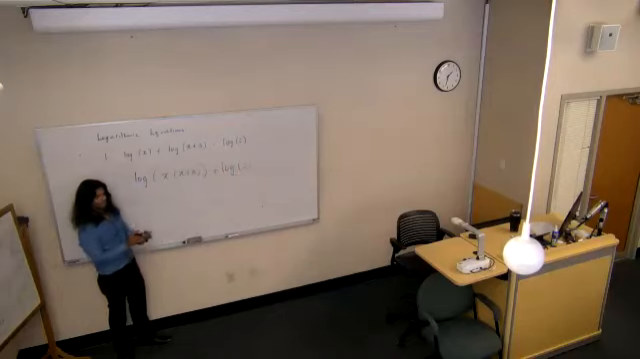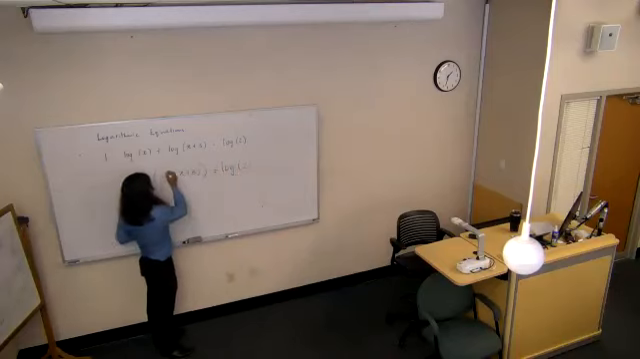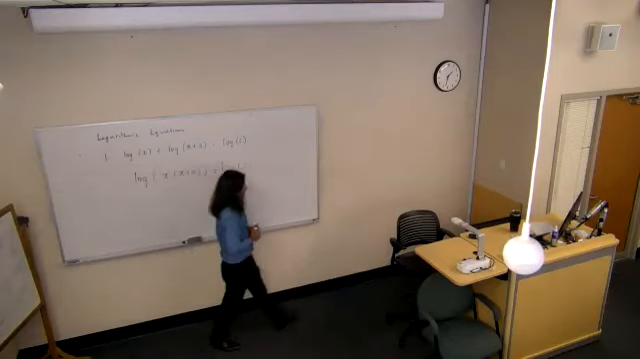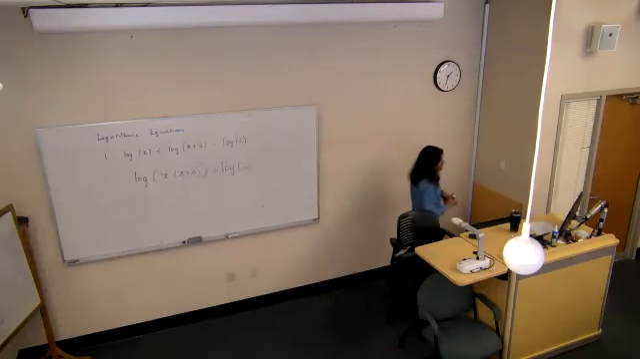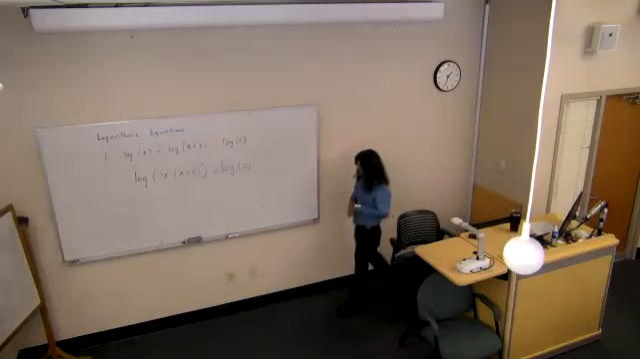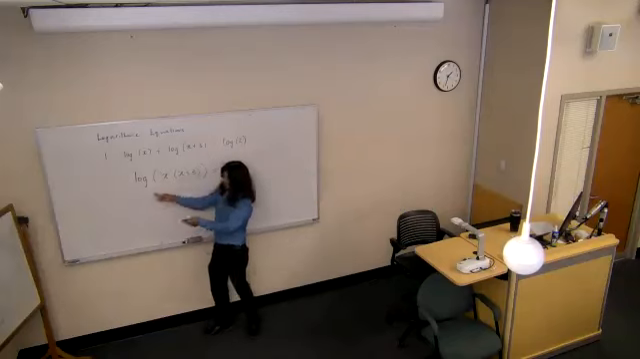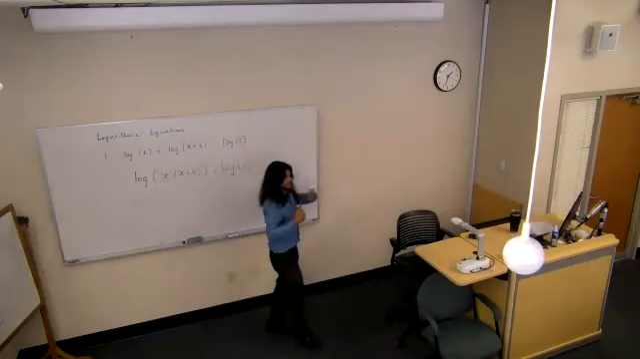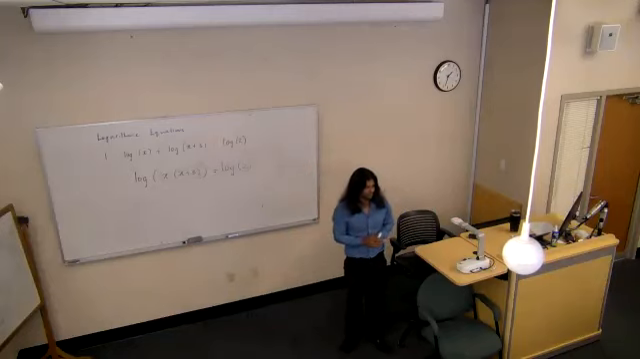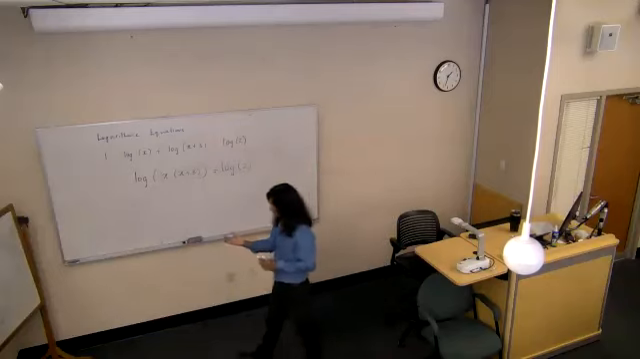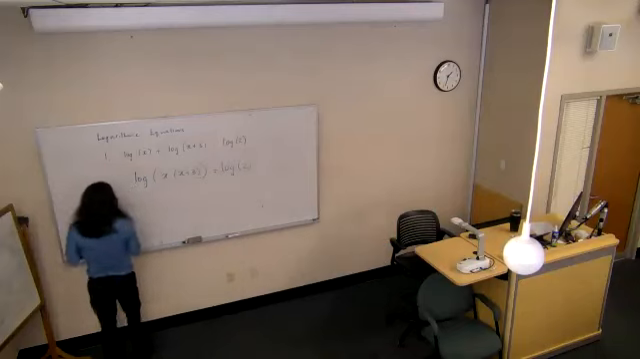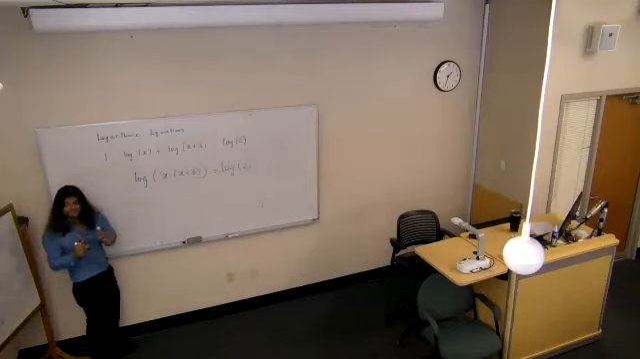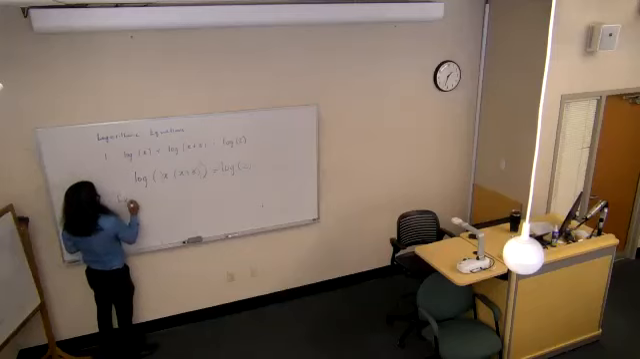Okay. I have log on this side, log on that side, and the x's are trapped in here. When we had an exponential equation, we took log on both sides and got rid of the exponent. I have log on both sides. So what should I do to get rid of the log? Emily says, raise it to the power of 10. I'm going to use a fancy word: exponentiate on both sides.